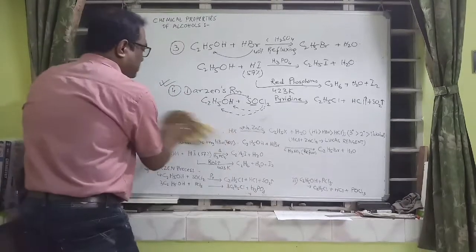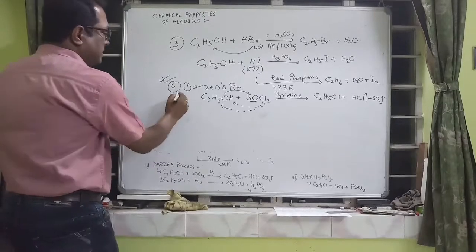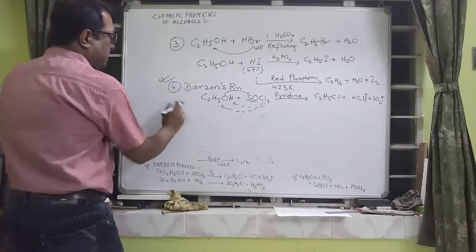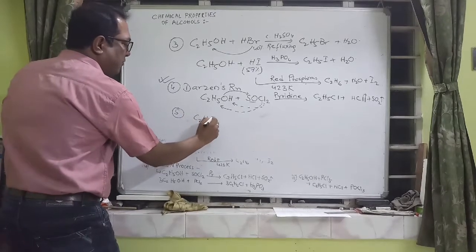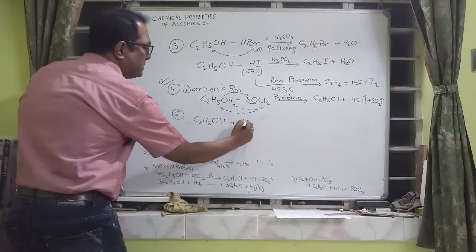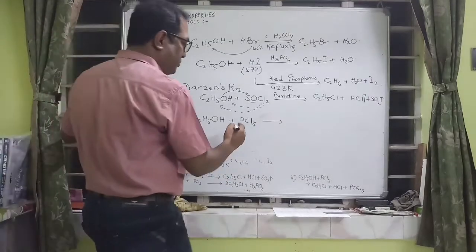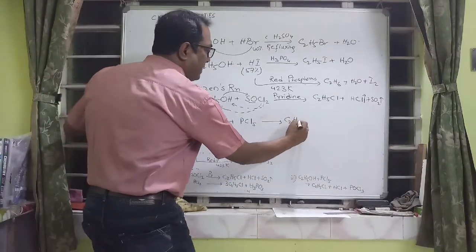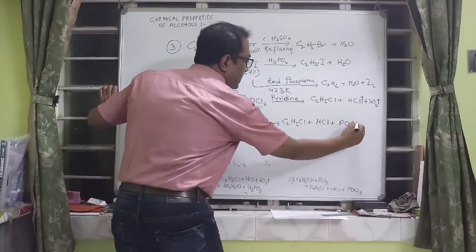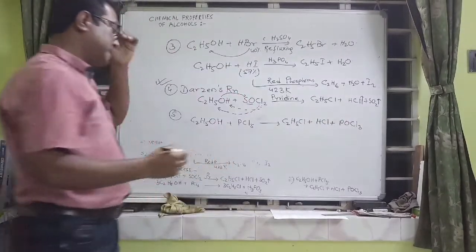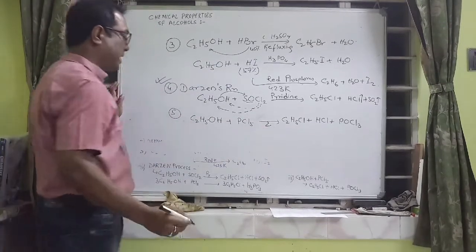If we go for the next one, that is number 5, with C2H5OH and PCl5. When you go through PCl5, the reaction you can see here is C2H5Cl plus HCl plus POCl3. You can also get ethyl chloride by heating it in the presence of phosphorus pentachloride.